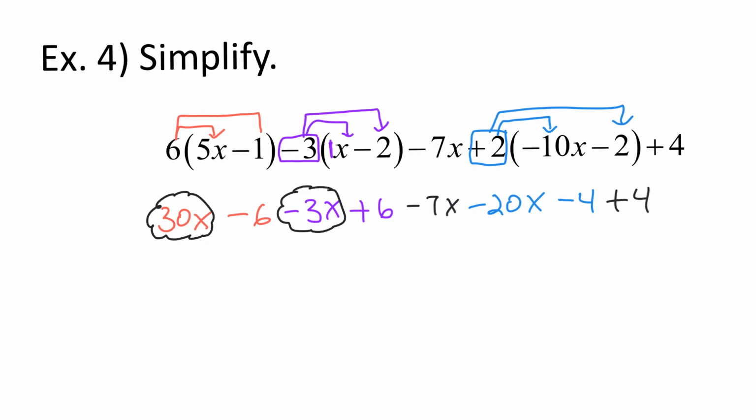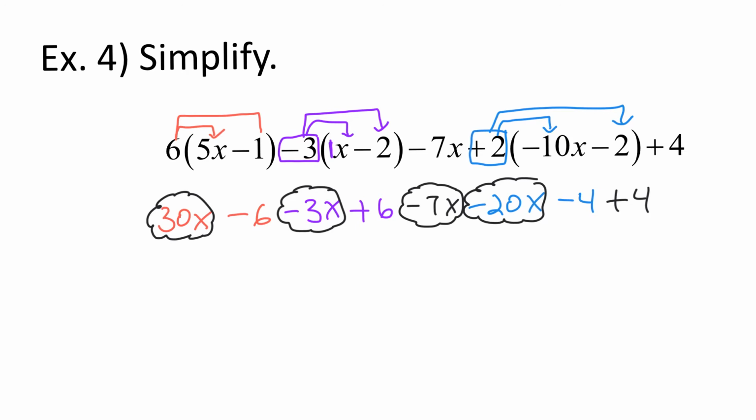Let's go ahead and do that addition and subtraction. So 30x minus 3x, that's 27x. So keep that in your head. 27x minus 7x, oh, that's 20x. So 20x minus 20x, that cancels.